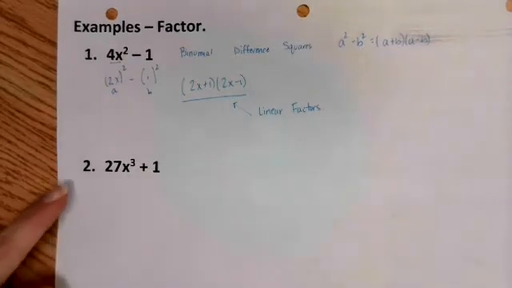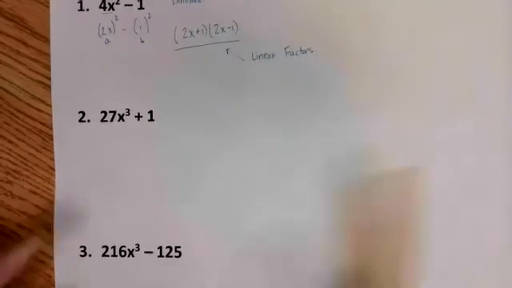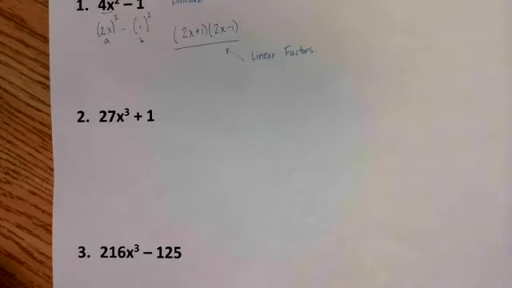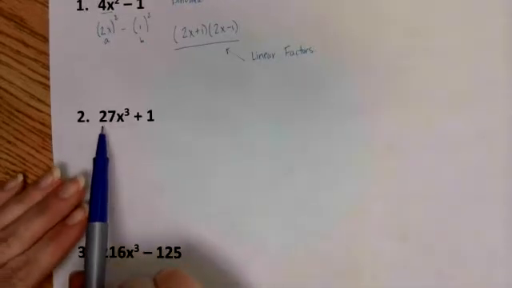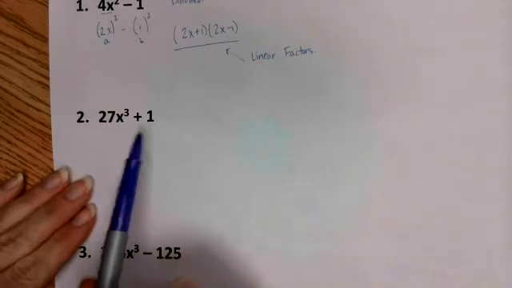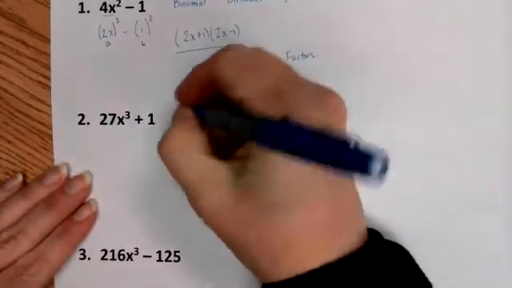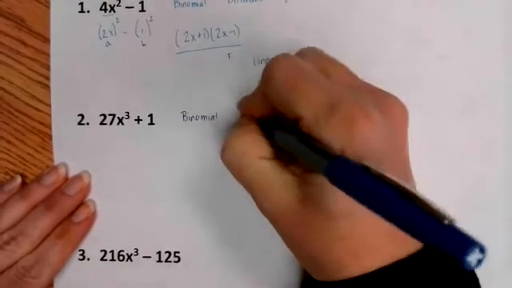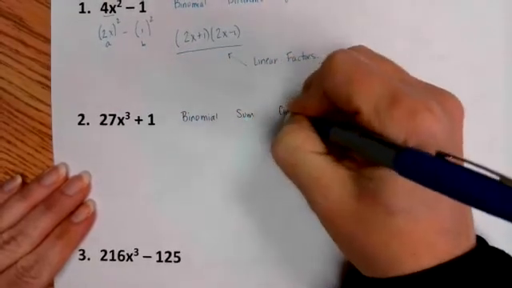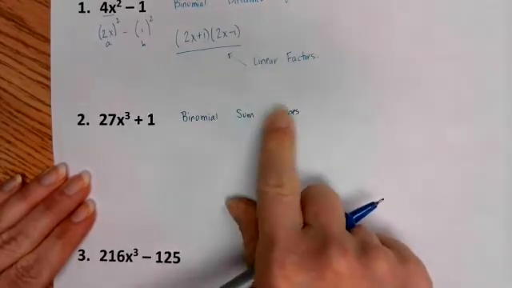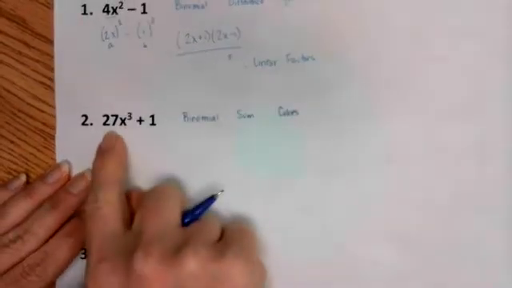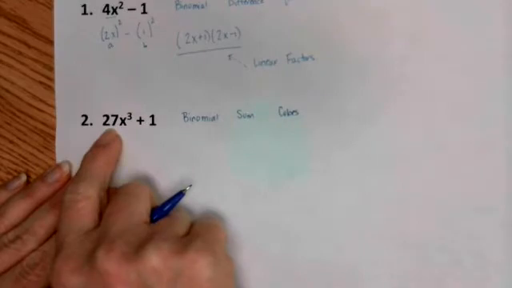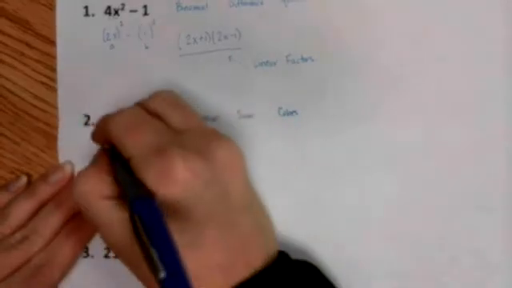All right, looking at number 2, I want to factor this bad boy. So looking for a greatest common factor, there is not one between 27x cubed and 1 other than 1. So it is a binomial. It is a sum because I'm adding, and these are both perfect cubes. So if you have a sum, it has to be cubes in order to factor, but 27 is something raised to the 3rd power. Let's go and figure out what that is now.